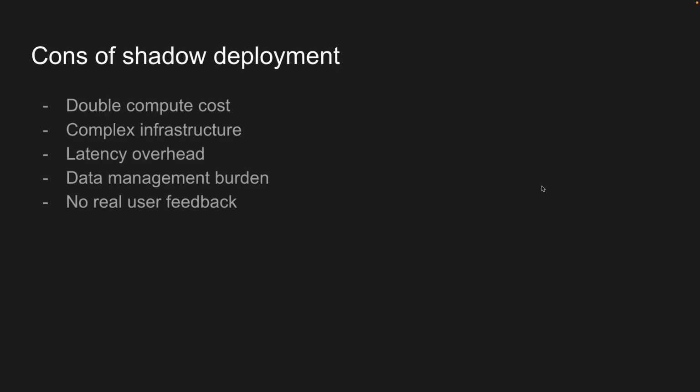Now, what are some cons of shadow deployment? This is probably obvious, but this will double your compute costs. It can force you to build a complex infrastructure, which can easily happen. You can have data or latency overhead, and a data management burden. You have to manage all the data, make sure how you can gather the information, and analyze the new data. And also, there's no real user feedback. The model cannot get direct feedback from the user. For example, in ChatGPT, you can have a thumbs up and thumbs down button. This is something you cannot get with this shadow deployment strategy. So that's one real downside of this.